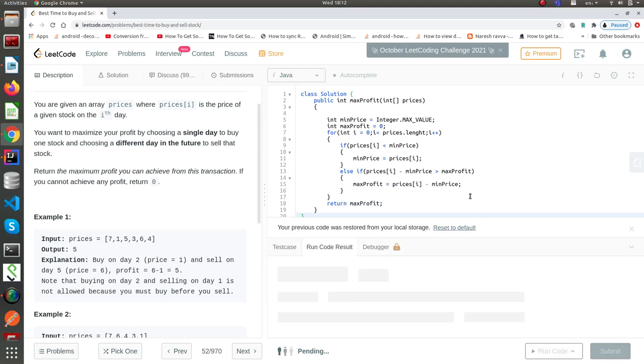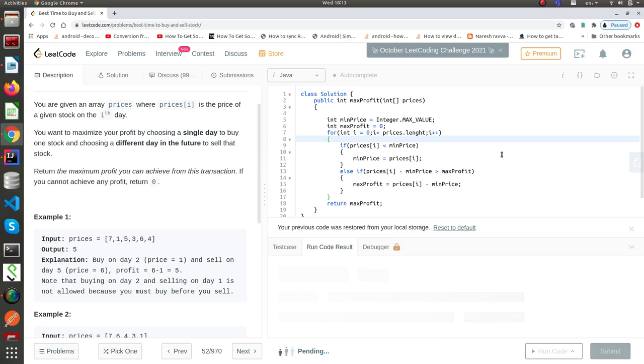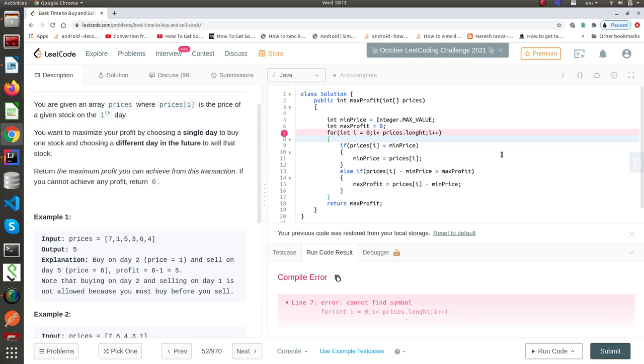We'll run this code now. I think there is some mistake here: equal 0, i less than prices dot length. So it's a spelling mistake. Okay.